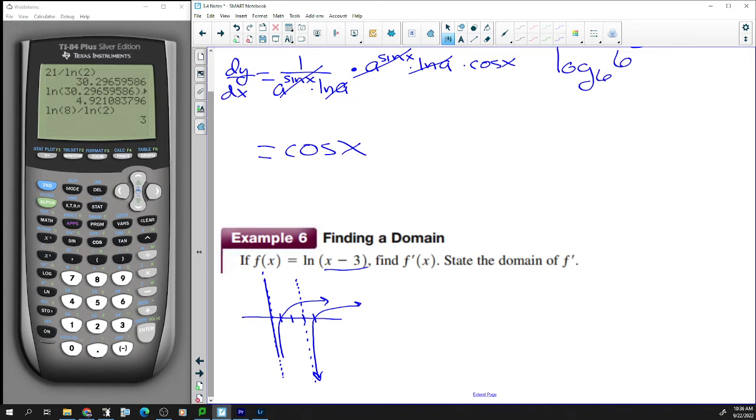Well, the graph does not exist to the left of 3. As a matter of fact, it doesn't even exist at 3. So the domain is x must be greater than 3. There's the domain of f.